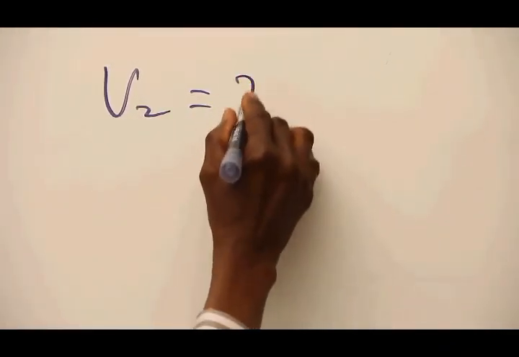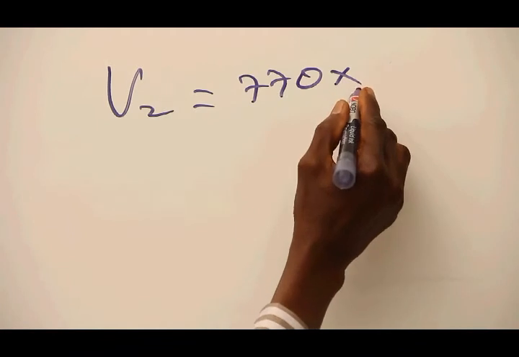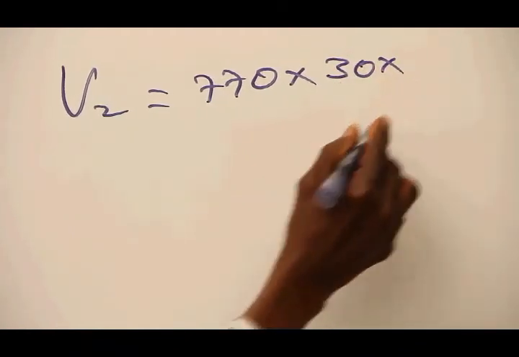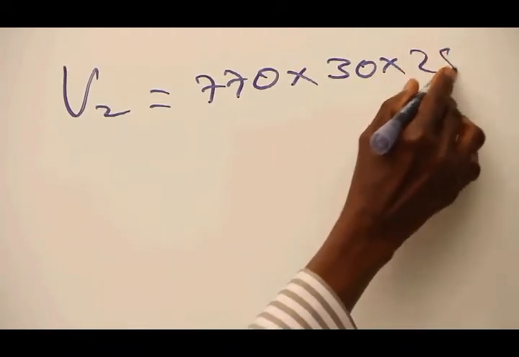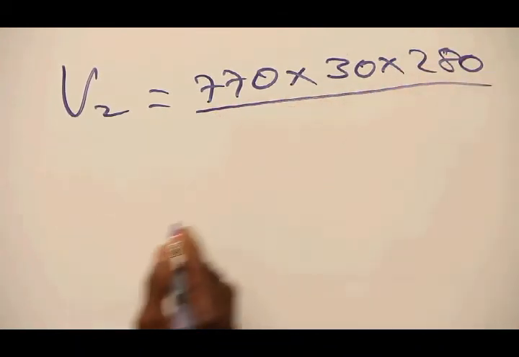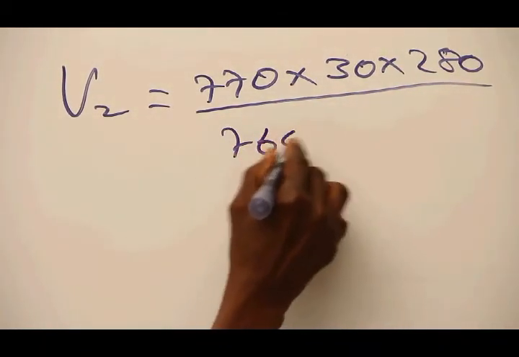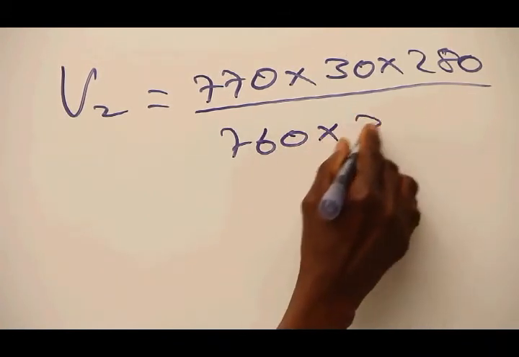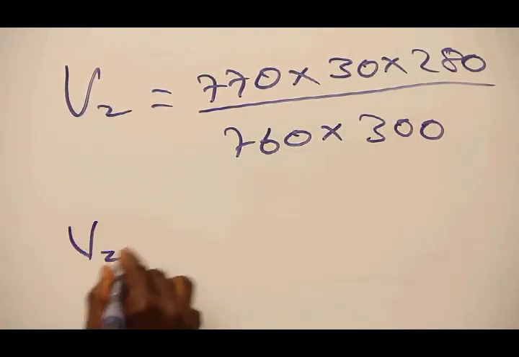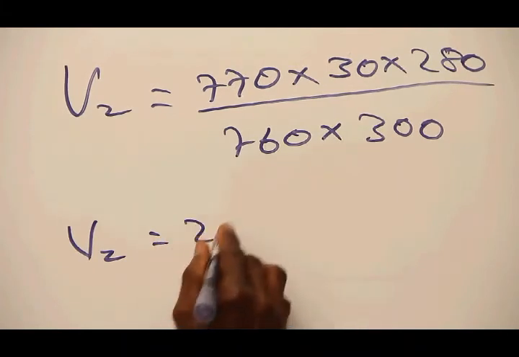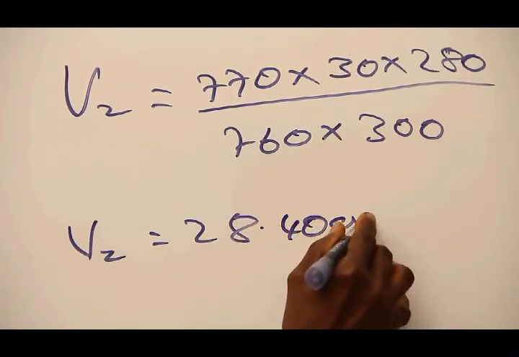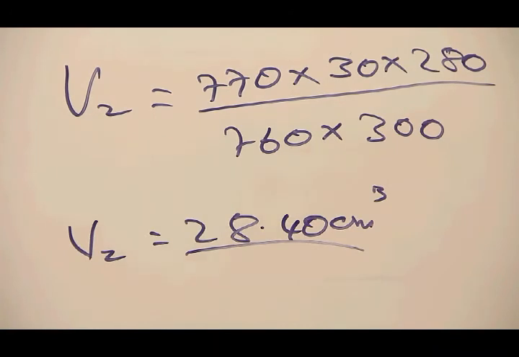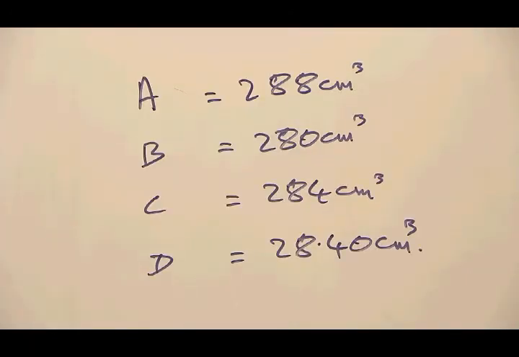So we can now make V2 the subject of the formula. V2 is 770 multiplied by 30 multiplied by 280, divided by 760 multiplied by 300. When this is correctly evaluated, it gives you 28.40 cm³. So this is the correct answer. From the explanation given, the volume is 28.40 cm³, and consequently the correct option is D.